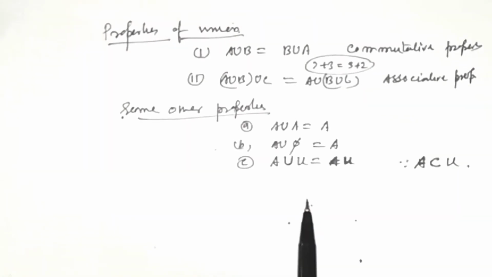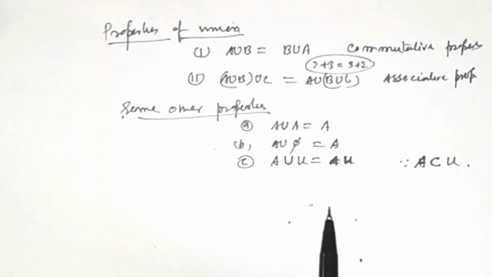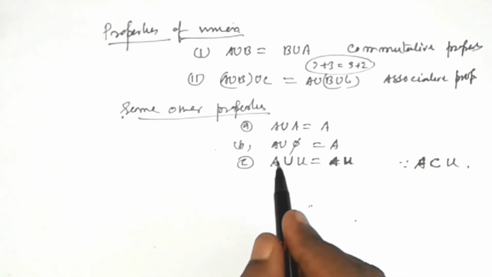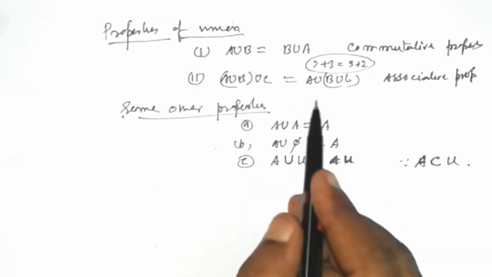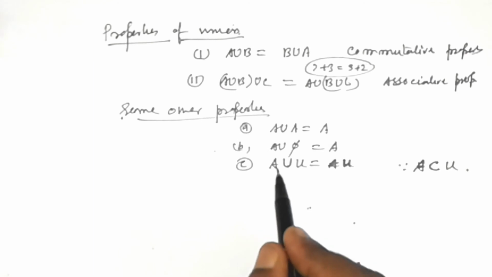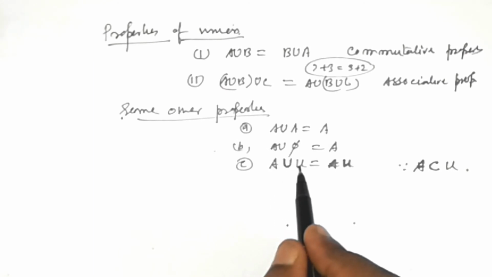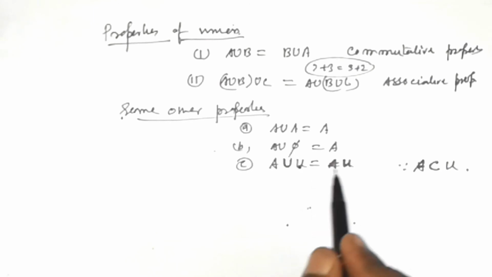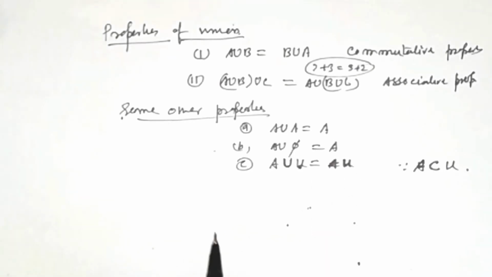These are all about the properties of union of two sets. We can prove it also. A union U means universal set is equal to U. This is all about union of set.